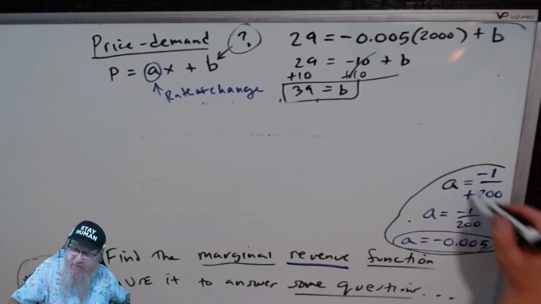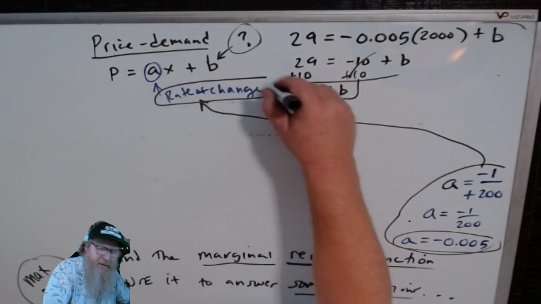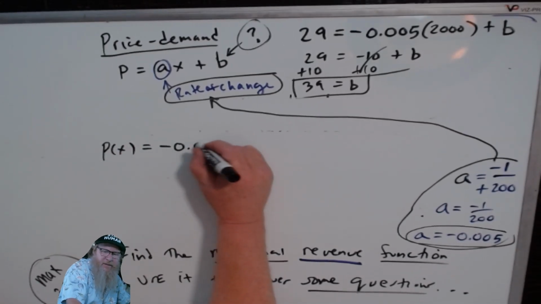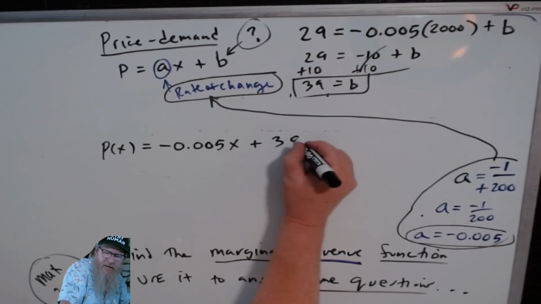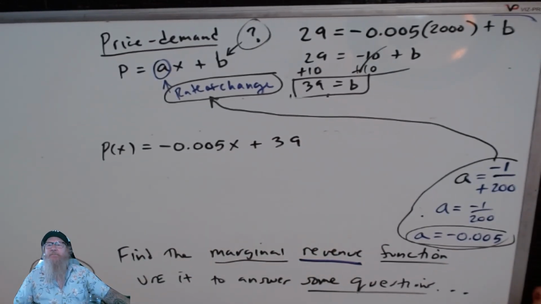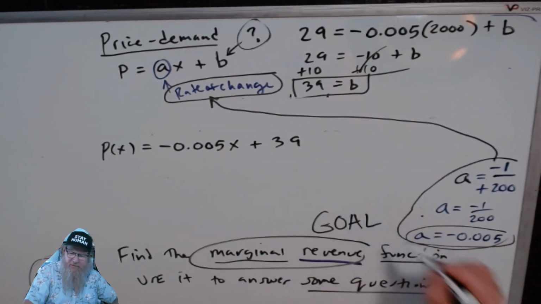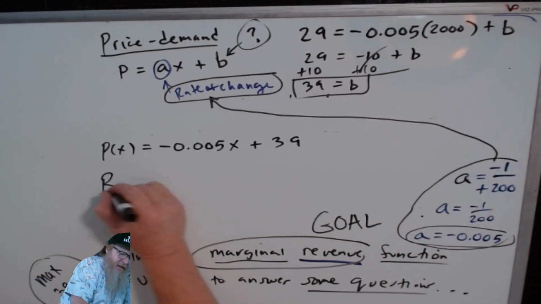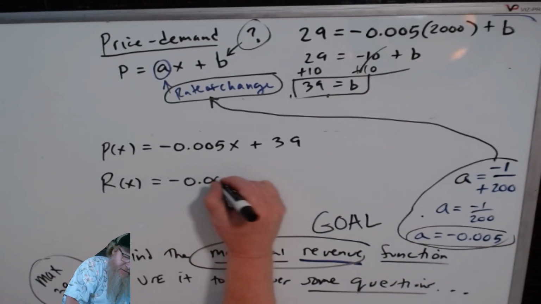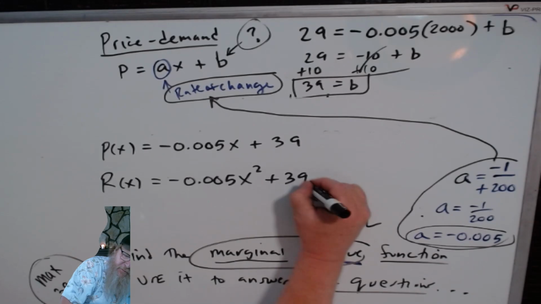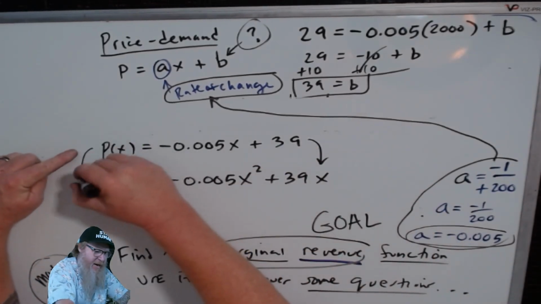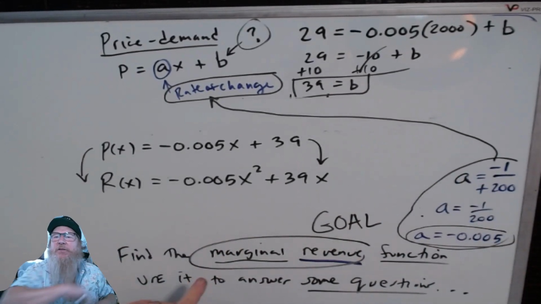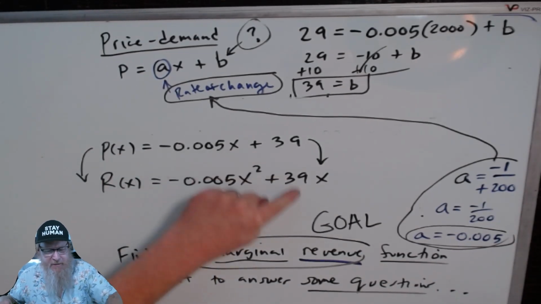Maybe I'll keep this here to say how I got the rate of change in case you're still getting caught up here. So now I have my price demand function, which is -0.005x plus 39. Remember my goal: my goal is to find the marginal revenue function. I start with price, then I multiply it by x. You hopefully have seen this pattern before. The only difference between price demand and revenue is that the revenue has an additional x. Let's multiply all the terms by x. So this becomes x squared, and then that becomes 39x.